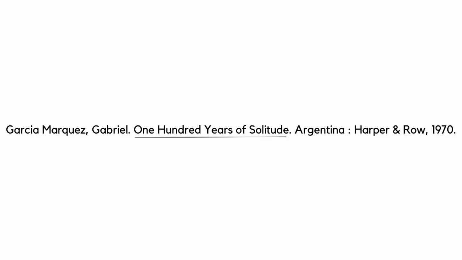Now, firstly, let me give you one example of this book, 100 Years of Solitude by Gabriel Garcia Marquez. This is the book that you have read and you are asked to write a bibliography of this book. So the bibliography in MLA format will be written like this: Garcia Marquez, Gabriel, full stop, 100 Years of Solitude, underlined, full stop, Argentina, Harper and Row, 1970, full stop.